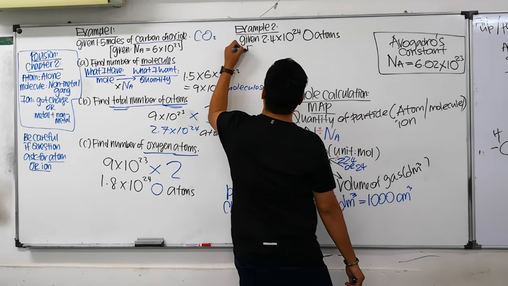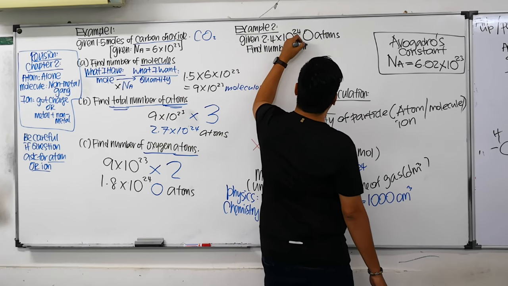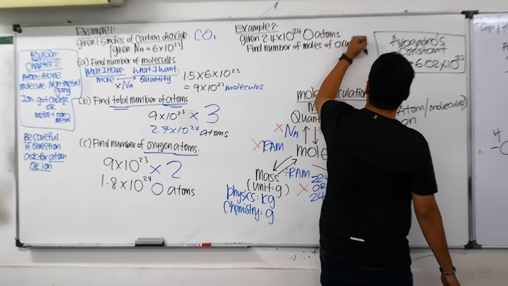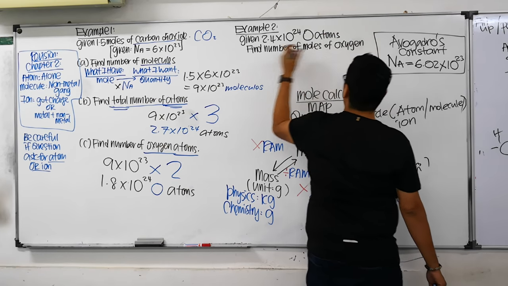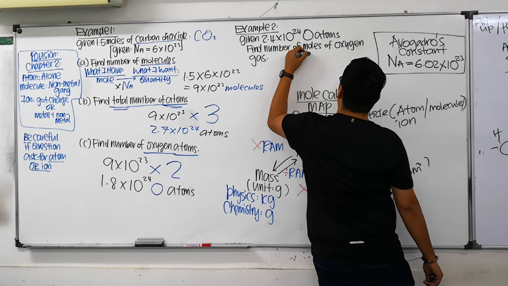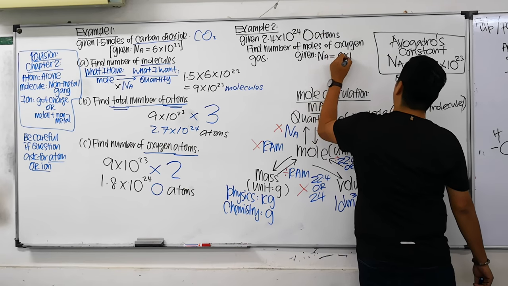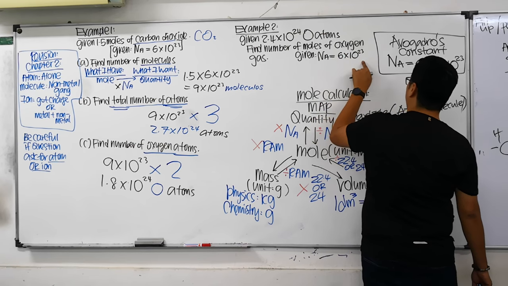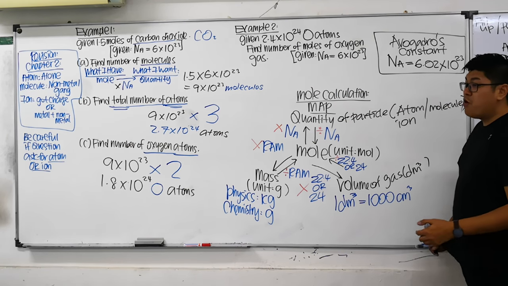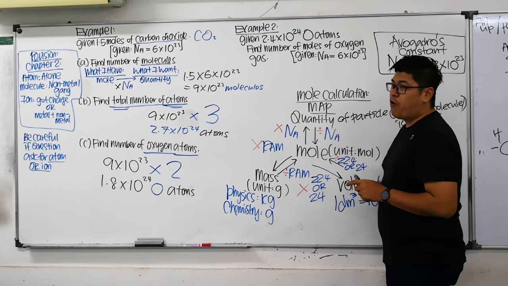The question asks you to find the number of moles of oxygen gas. So you are given the Avogadro constant, 6 times 10 power 23. Sometimes 6 times 10 power 23, sometimes 6.02, depends on what they give you. Okay, first of all, don't worry, just follow me. I have 2.4 times 10 power 24 oxygen atoms.